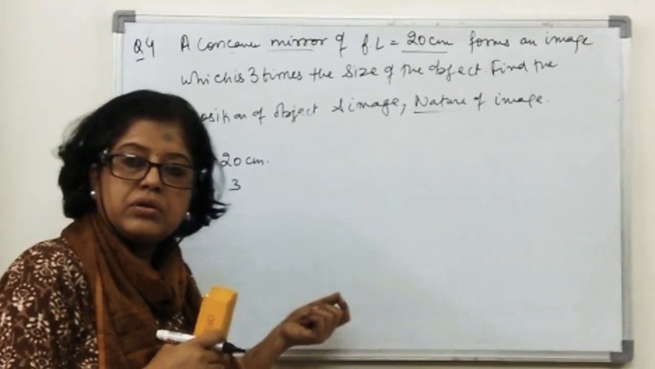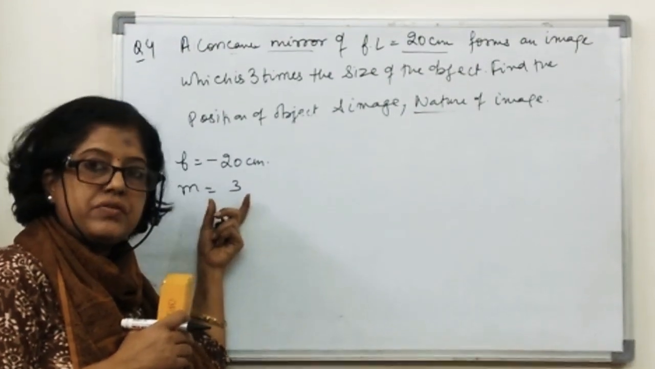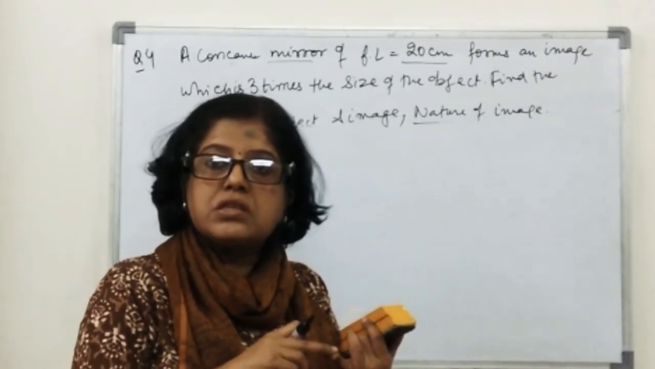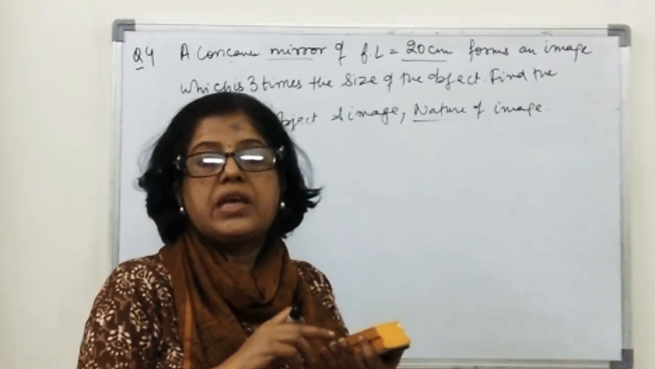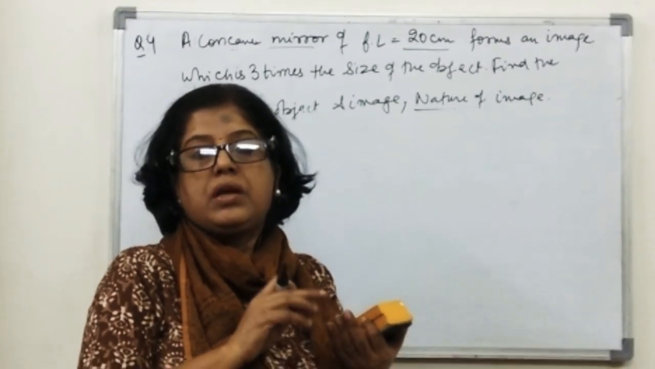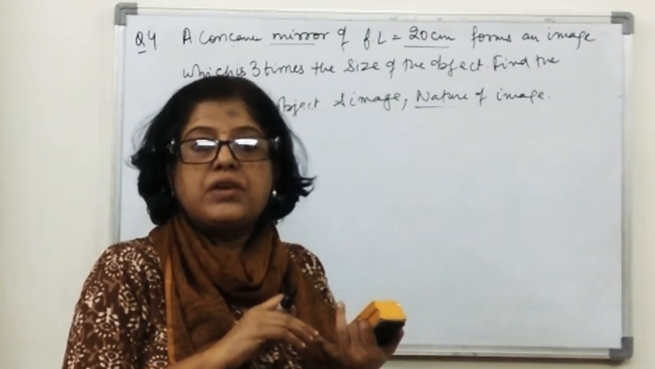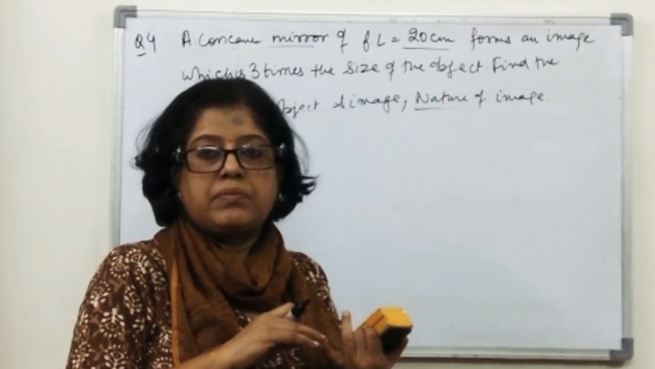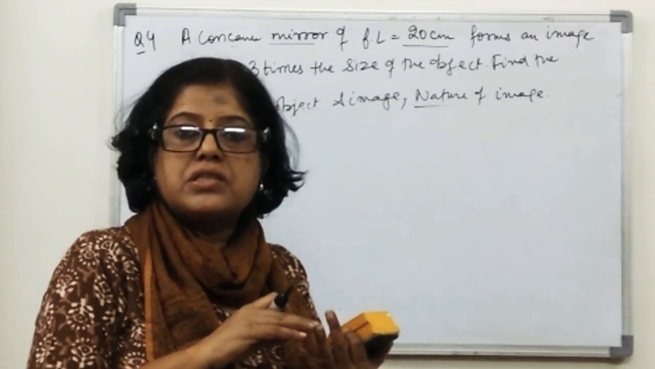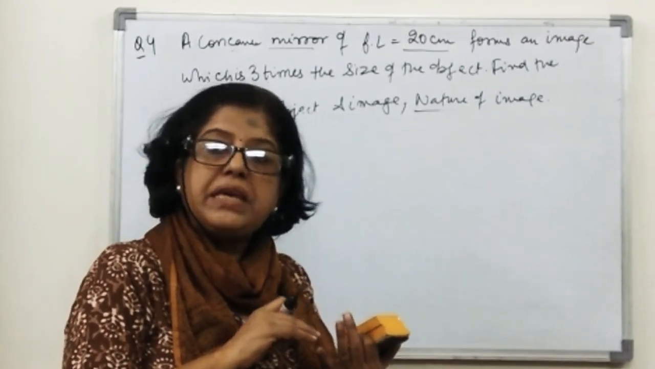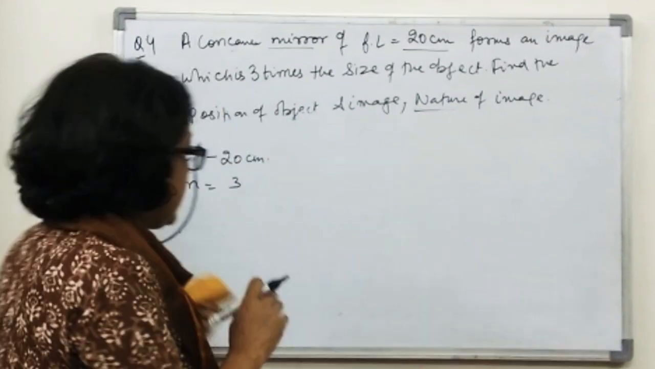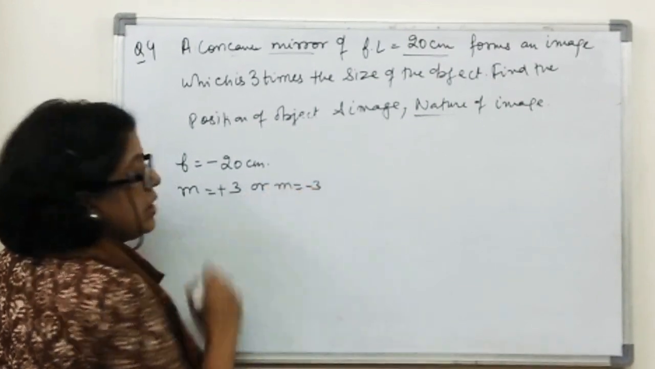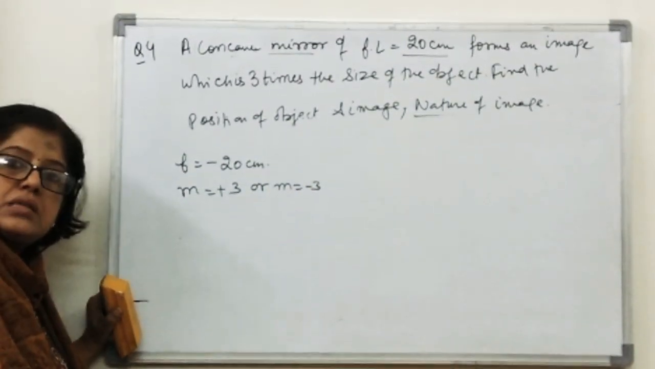It's a concave mirror and the image is magnified, which is given to us. And in a concave mirror, we all know we can get a real inverted magnified image as well as a virtual erect magnified image. If you remember your ray diagrams, a real inverted magnified image is formed when the object is between F and C, and a virtual erect magnified image is formed when the object is between F and P. So M can be plus 3 or M can also be minus 3. So we'll have to take both the cases.